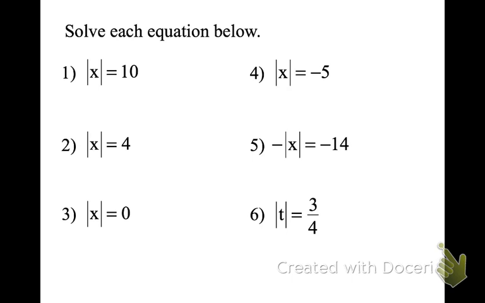So what would my solutions be for number 1? How about Ashley? It'd be negative 10 or 10. Negative 10 or 10. Go, Matthew. For number 2, it could be negative 4 or 4. Good. And then number 3. Let's go, Bryce. 0. That's it. All right. Pause the recording and do 4, 5, and 6.